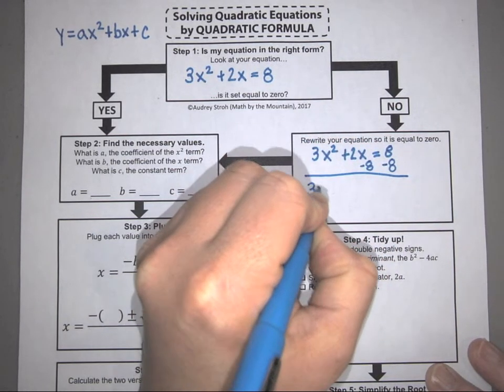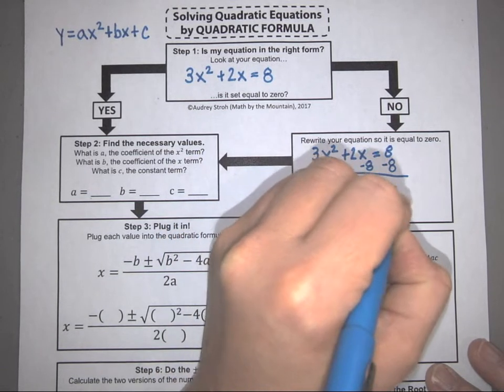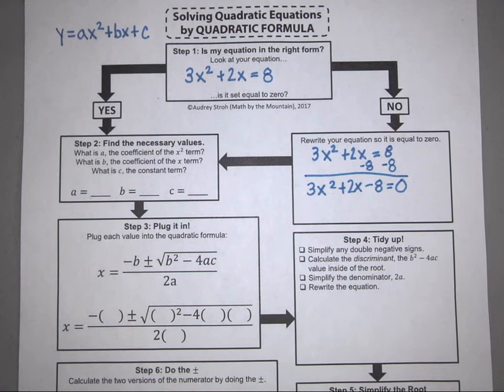So then I end up with 3x squared plus 2x minus 8 equals 0. Now I have my standard form. My equation is set equal to 0 because, again, when you're solving quadratic equations, you're trying to find the value of x when y is 0 for the function.